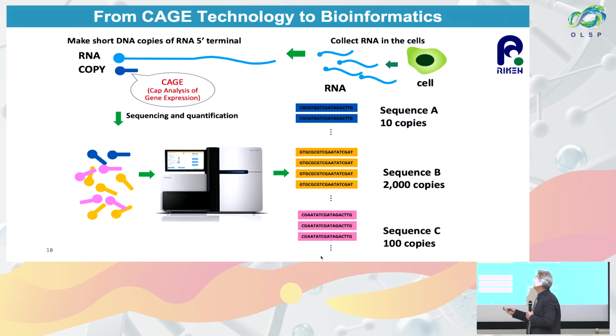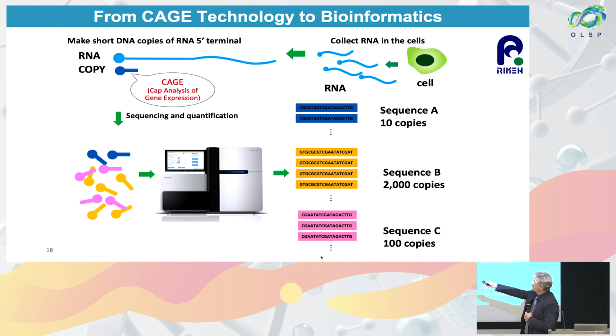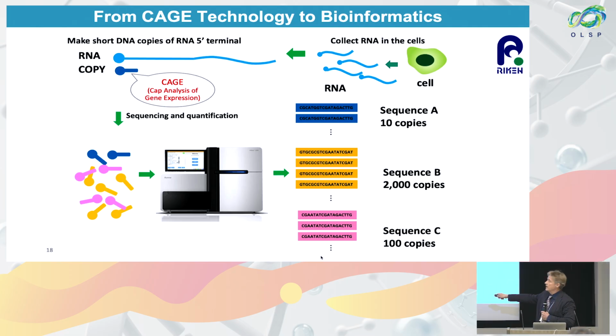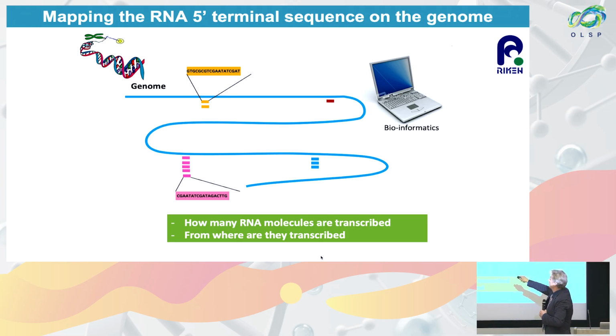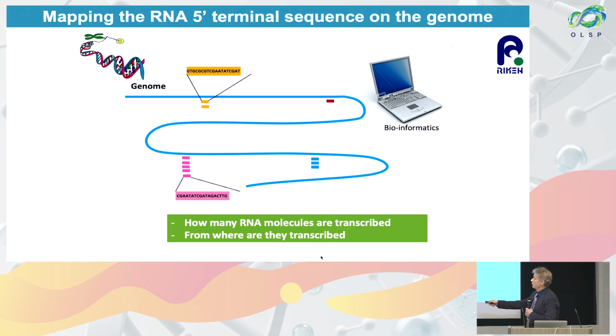the second method is called CAP analysis of gene expression. It essentially consists in capturing the very initial part of the RNA by producing a copy in cDNA, which is usually short, sequencing by Illumina, and counting gene expression. Many copies means highly expressed, few copies means less expressed, and mapping all of this to the genome is also very important to identify the sequence upstream of those sequences, which is essentially the promoter element or the enhancers as well.